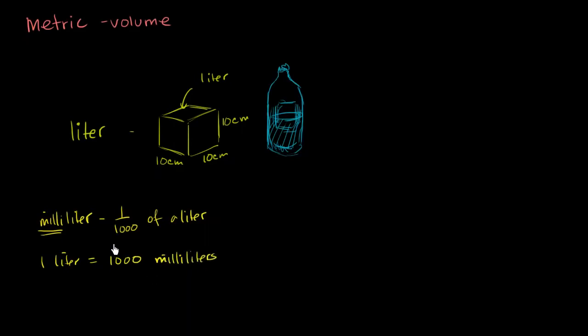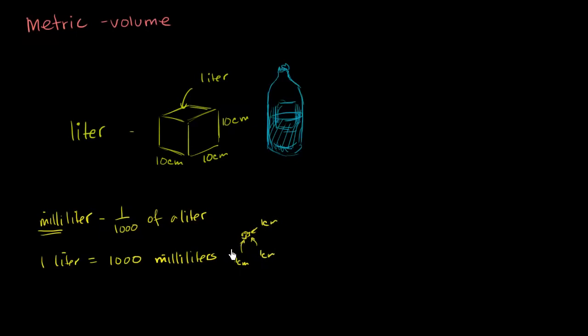And if you wanted to visualize what a milliliter looks like, imagine taking a cube, instead of making it 10 centimeters on each dimension, make it only 1 centimeter in each dimension. So 1 centimeter wide, 1 centimeter deep, and 1 centimeter high, and then you're looking at a milliliter.